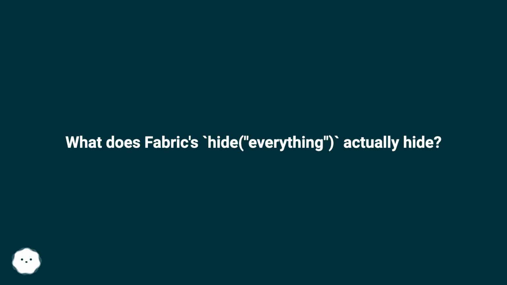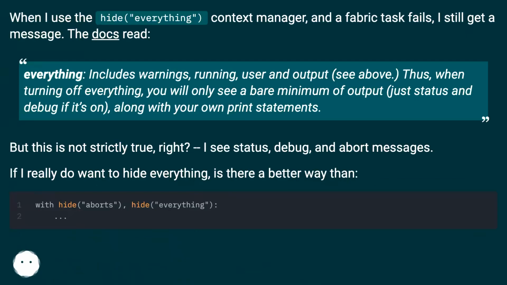What does Fabric's hide everything actually hide? When I use the hide everything context manager and a Fabric task fails, I still get a message. The docs read: everything includes warnings, running, user and output, see above.